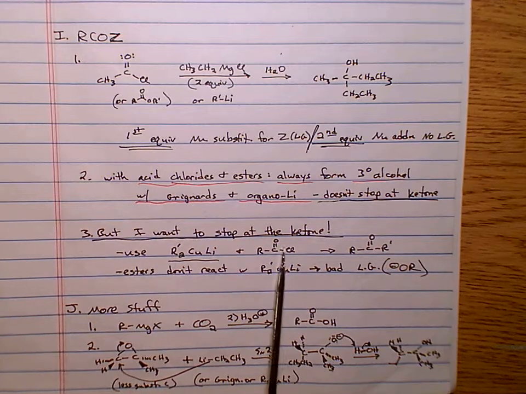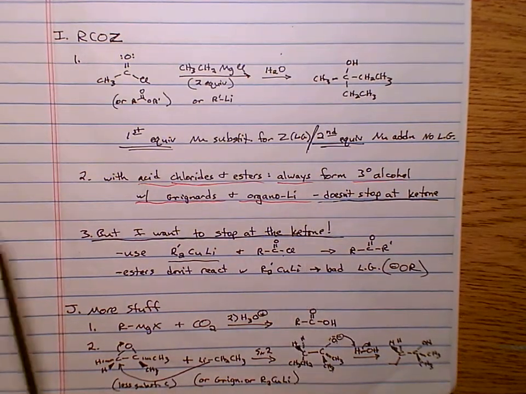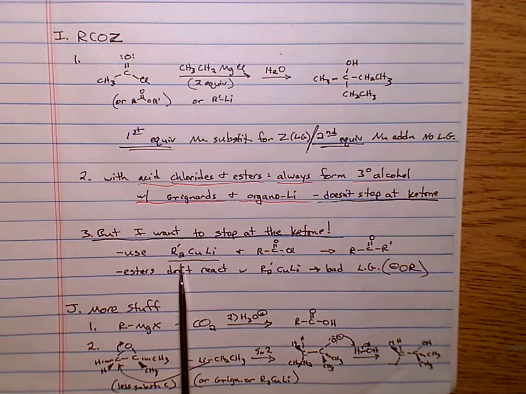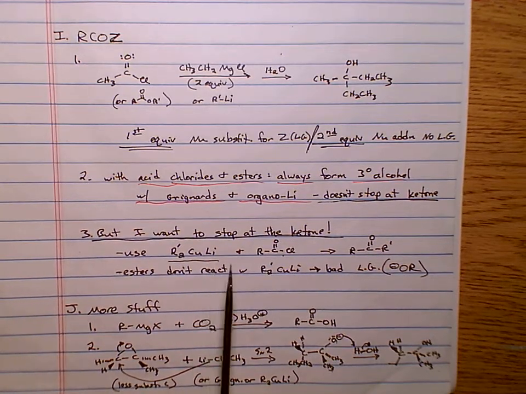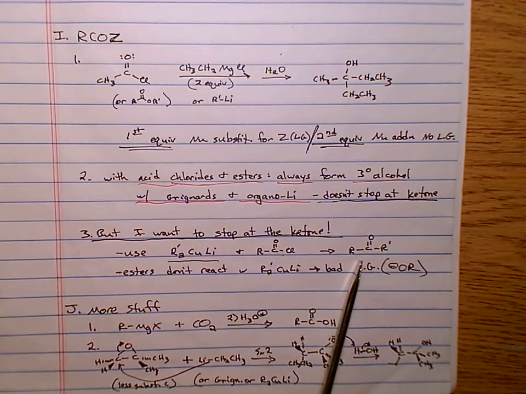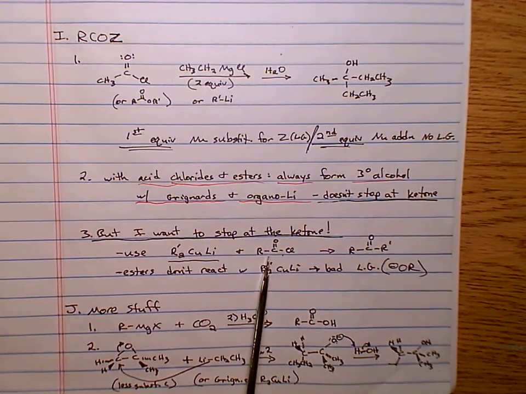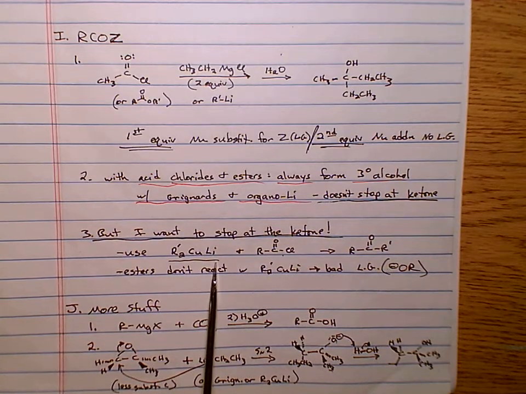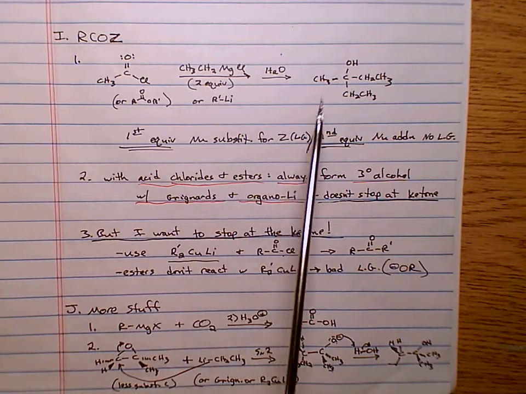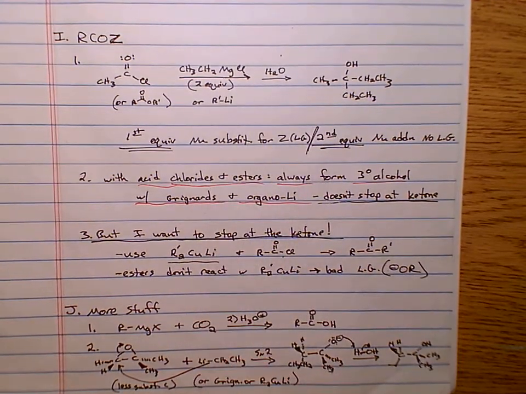Of course, you say, but I want to stop at the ketone. I don't want to make a tertiary alcohol if I have an acid chloride or an ester. Good news. If you use organocuprates, R prime to CuLi, organocuprate molecule, with an acid chloride or an ester, they stop at the ketone. If you add one equivalent of your organocuprate, it will stop at the ketone. So that's how we do it. Stopping at the ketone with organocuprates, tertiary alcohol with Grignards and alkyl lithiums.